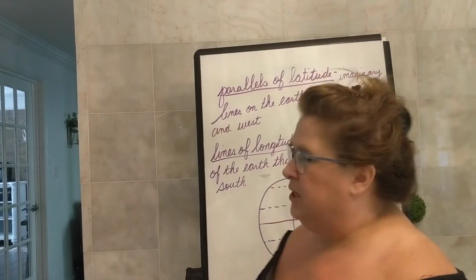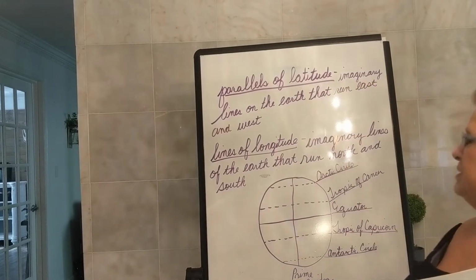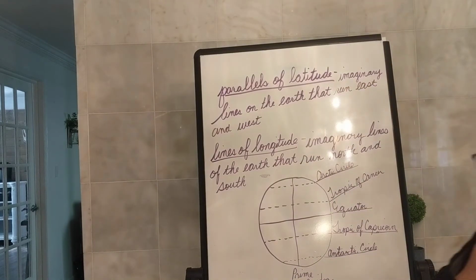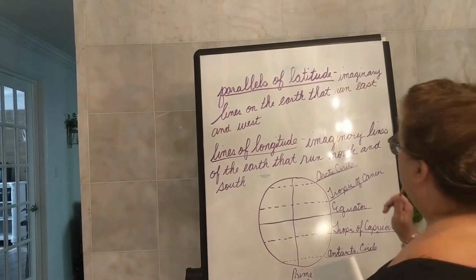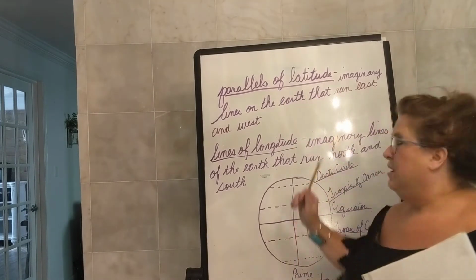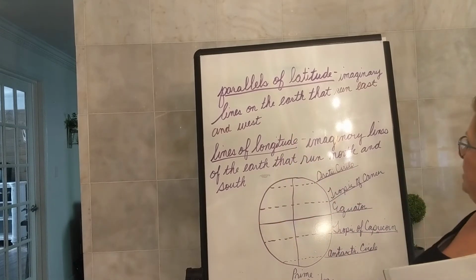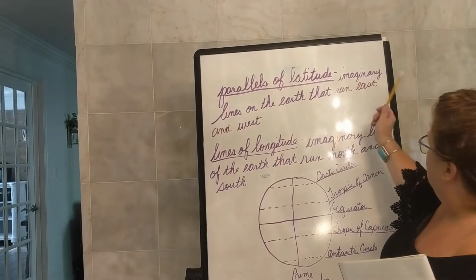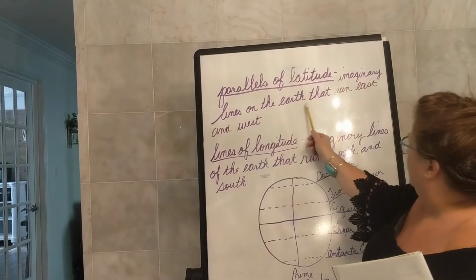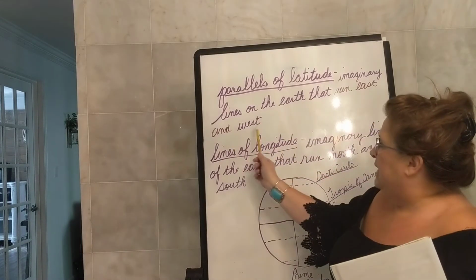One of the things that I wanted to touch base with you specifically on concerning your reading on page 330 were the parallels of latitude. These are two definitions that you will need to know for your quiz coming up. Parallels of latitude are imaginary lines on the earth that run east and west.